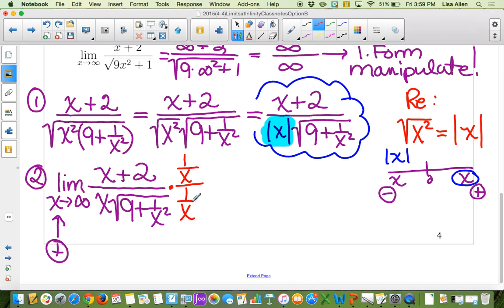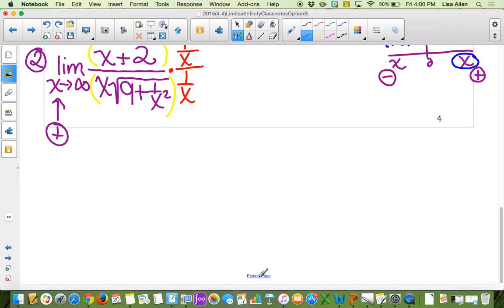So I'm multiplying by 1 essentially. I'm going to put parentheses around the numerator and around the denominator. And now let's simplify. So now I'm going to extend the page just a little bit here. I'm going to place this over here.